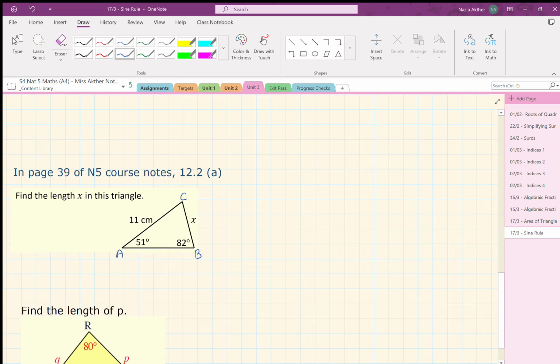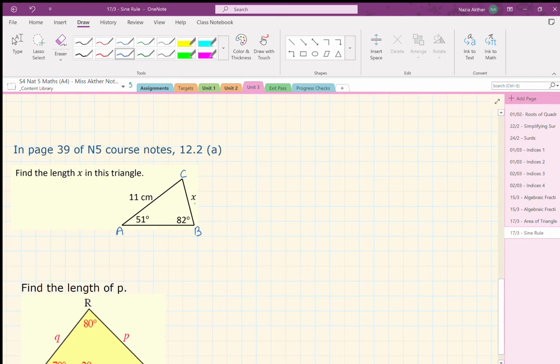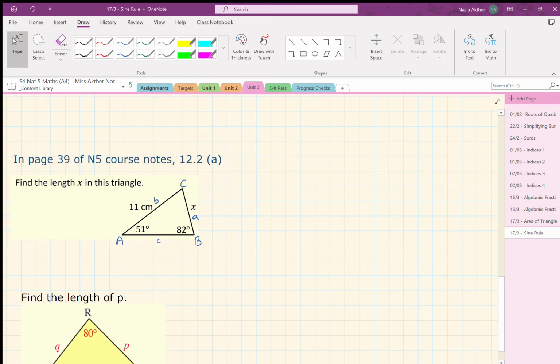We're then going to label our sides. This side here, that's x. That's the length we need to work out. This side, I'm going to label with lowercase a. This side is 11 centimeters. Because this side is opposite angle B, this side will become lowercase b. And then finally, this side here, because this side is opposite angle C, will be labeled as lowercase c.